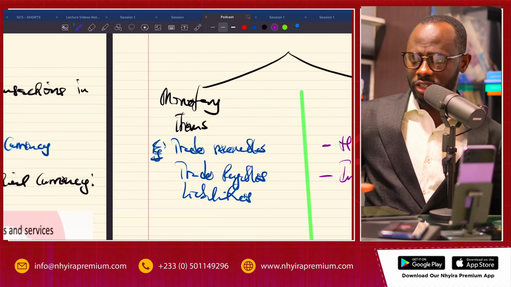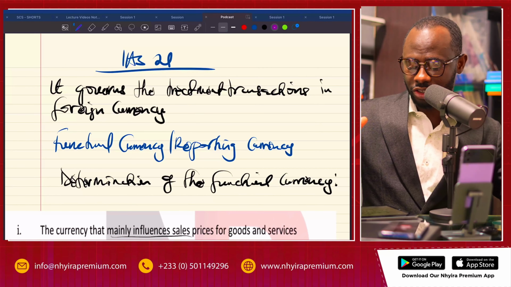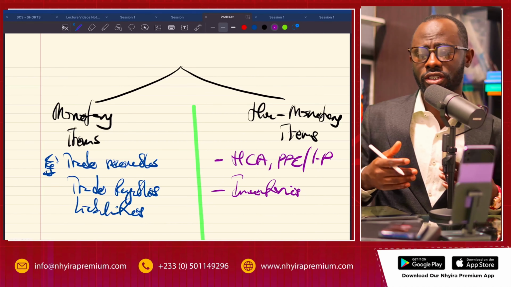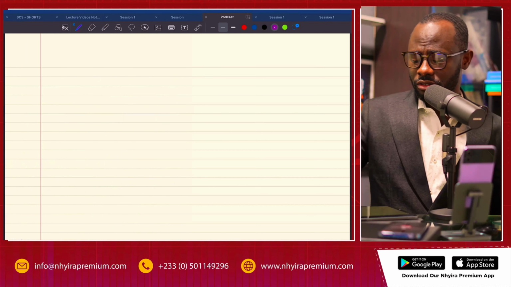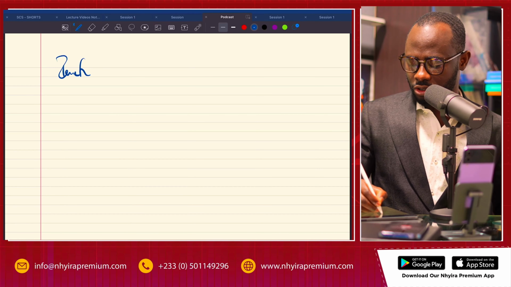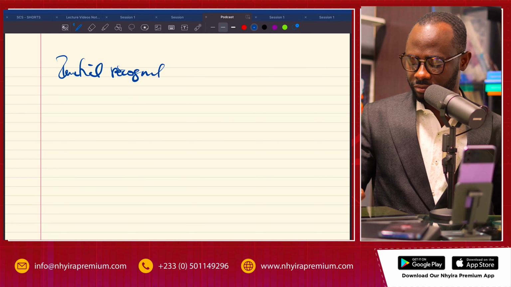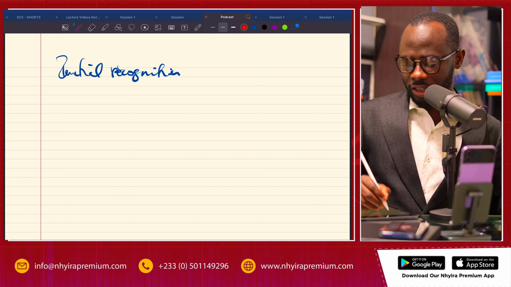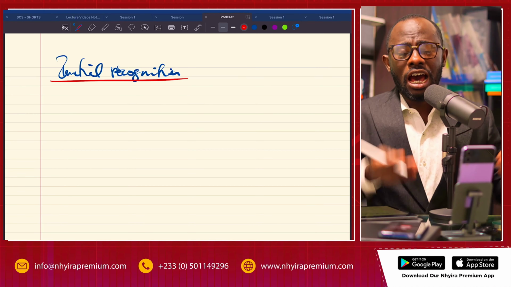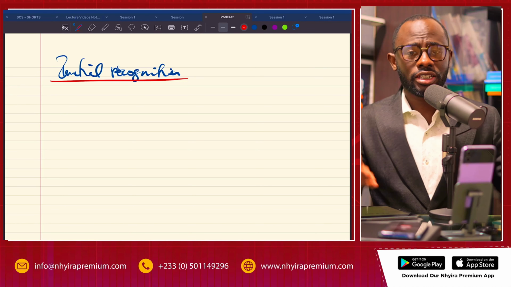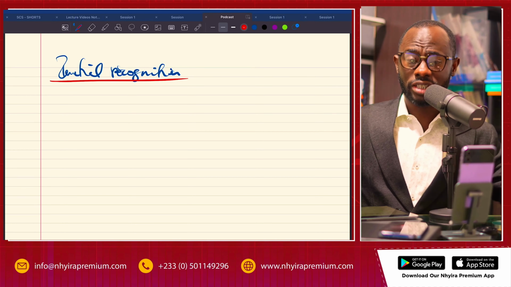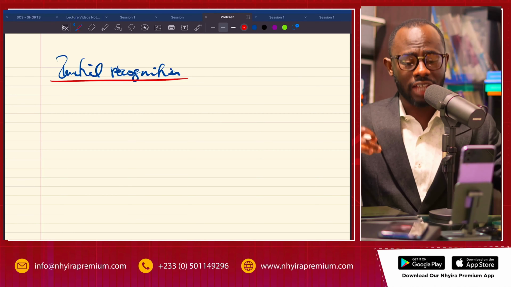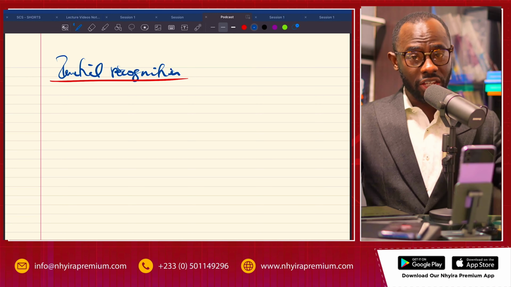If IAS 21 is talking about the treatment of transactions in foreign currency, then the question we have to ask ourselves is, how do we recognize these transactions? So, initial recognition and then subsequent measurement. What happens is very simple. At the date on which the transaction takes place, we will translate the transaction in the foreign currency into the functional currency of the entity using the exchange rates at the date of the transaction. So initial recognition.